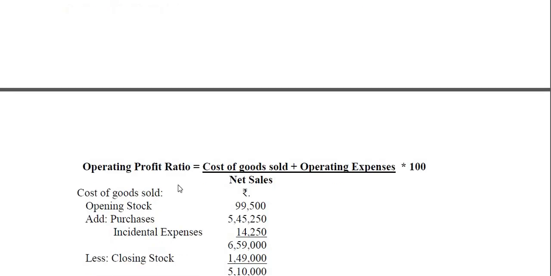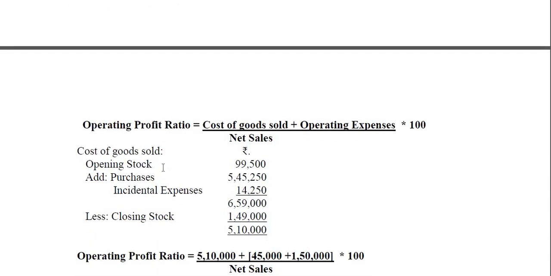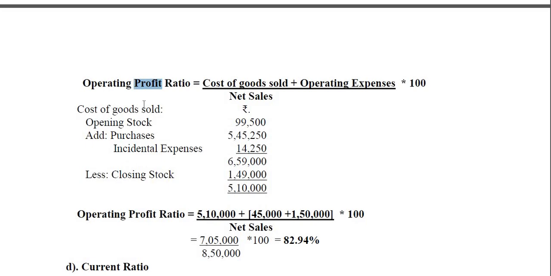Operating profit ratio, actually I have made a mistake here. It is operating ratio. Operating ratio is equal to cost of goods sold plus operating expenses divided by net sales into 100. Cost of goods sold means opening stock, add purchases, add incidental expenses or direct expenses, minus closing stock, and you will get 5,10,000.